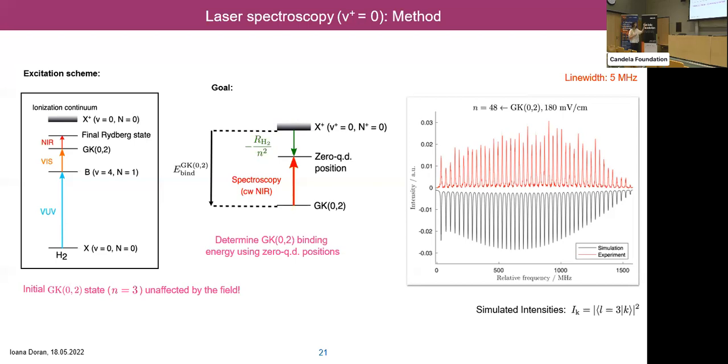So this is because we go from the outer well of the GK state, which has a D character. We can go to P or F Rydberg states. However, the transition to the P states are much weaker. So then to a good approximation, the intensity is just given by the square of the F coefficient.